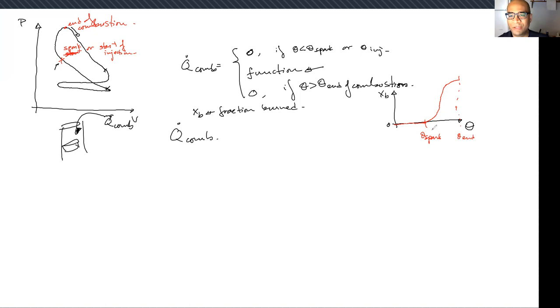Until theta end. And what is theta end? It's theta spark plus theta d, which is a certain number of crank angles needed to complete the combustion. And then it's going to be equal to one at that point. I'm just going to extend this a bit higher, and this value is XB equal to one. You actually stop it a little bit before because of the exponential nature. In actual combustion, it would take an infinite amount of time to complete the combustion, so numerically you have to stop it a little bit before. So XB is the fraction burned, and we have a function that describes how this curve looks.